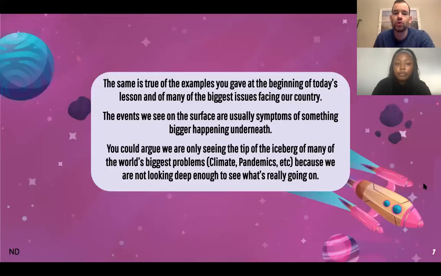And so the same is true of the examples you gave at the beginning of tonight's bonfire, and many of the biggest issues that are facing our country. The events that we see on the surface level are usually just symptoms of something bigger happening underneath. And you could argue that we are only seeing the tip of the iceberg of many of the world's biggest problems, whether that's climate change, the pandemic, our healthcare system, justice system, education system, whatever it may be. We're only seeing the tip of the iceberg because we're not looking deep enough to see what's really going on.